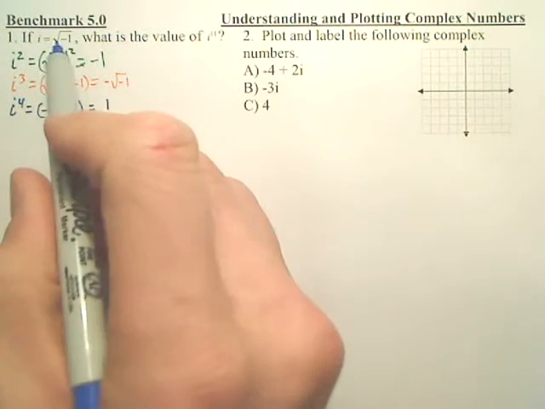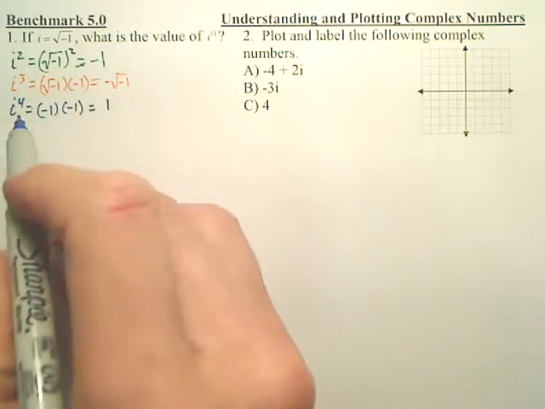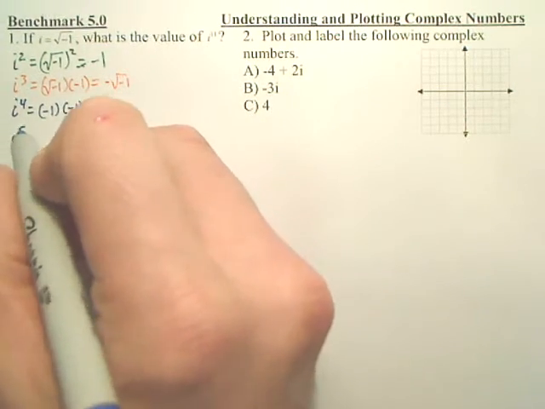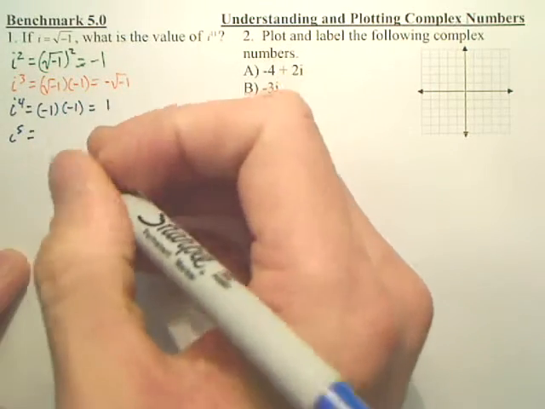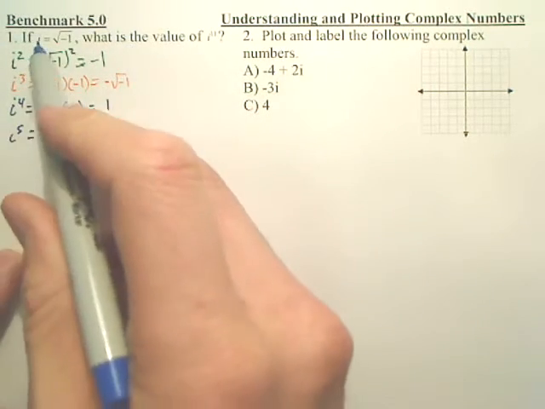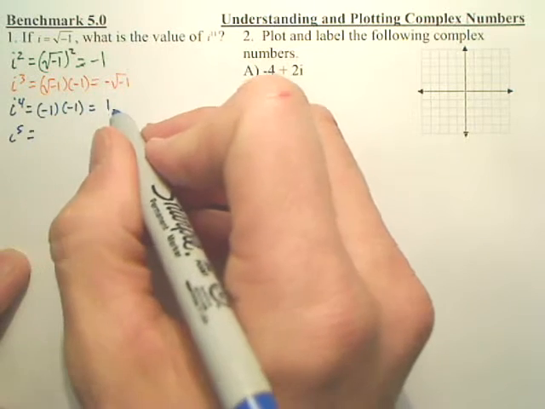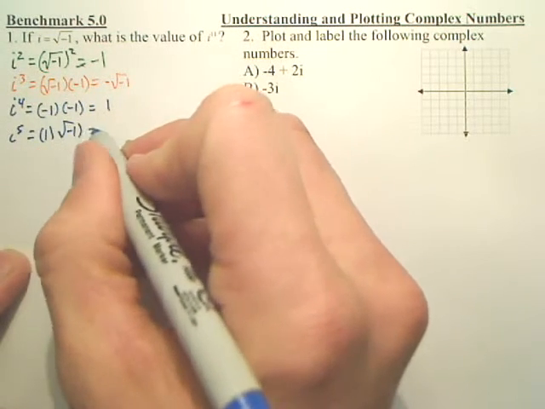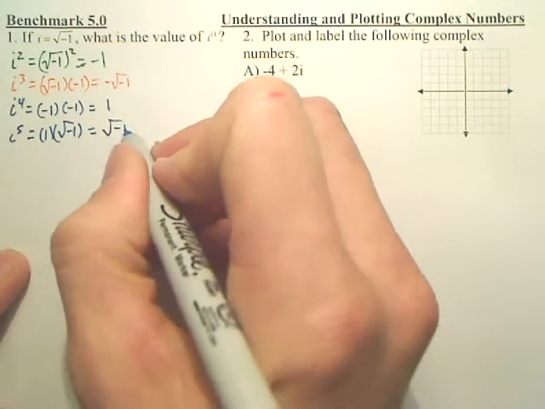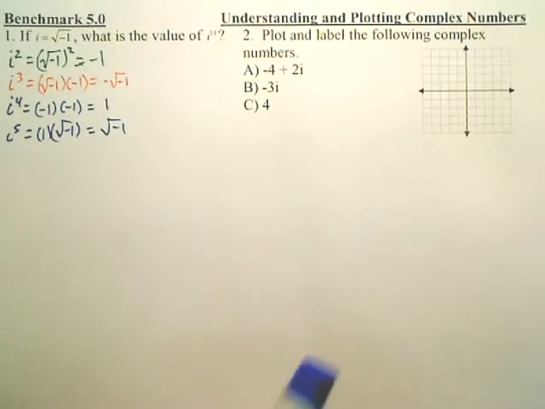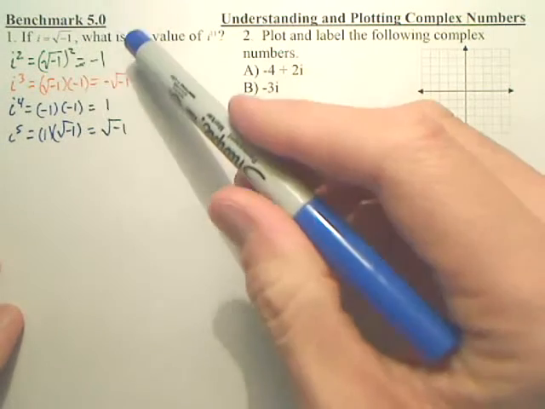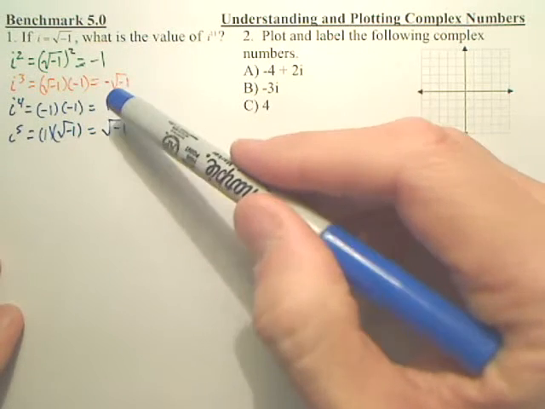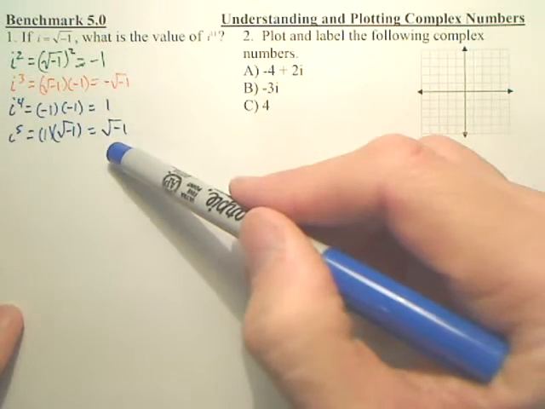So, there's a pattern here. When I get to i to the fifth, i to the fifth is i to the fourth times i. So i to the fourth is 1 times the square root of negative 1. You go back to the square root of negative 1. Here's the pattern. It goes from square root of negative 1 to negative 1 to negative square root of negative 1 to positive 1, and then the pattern repeats itself.